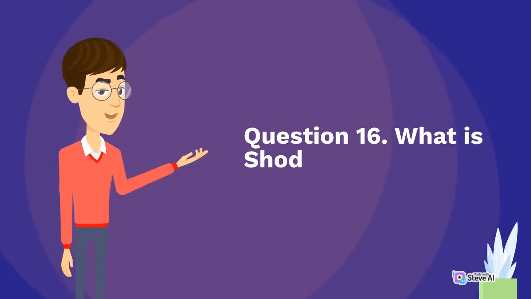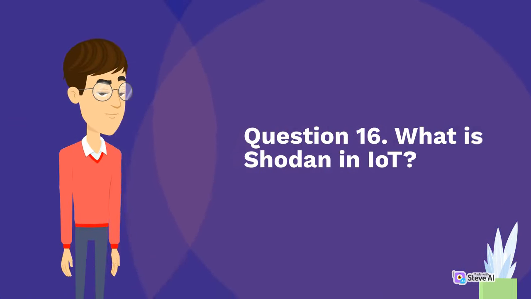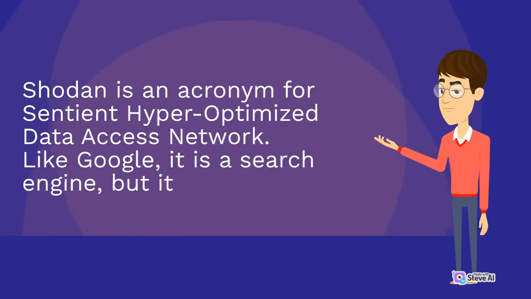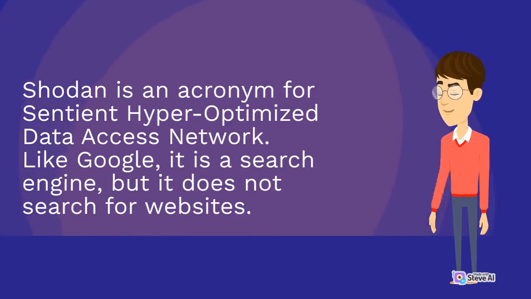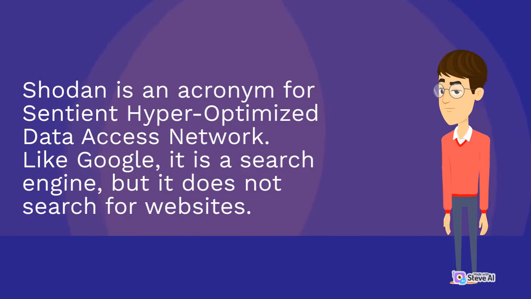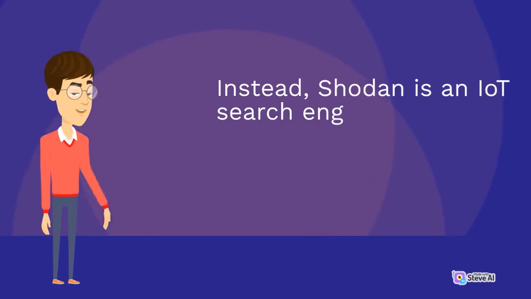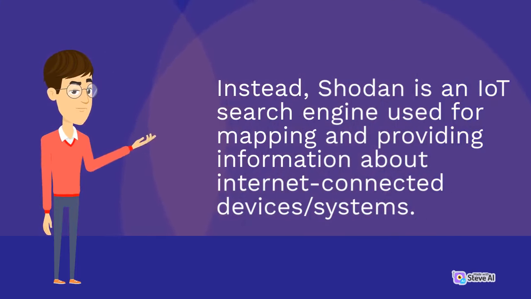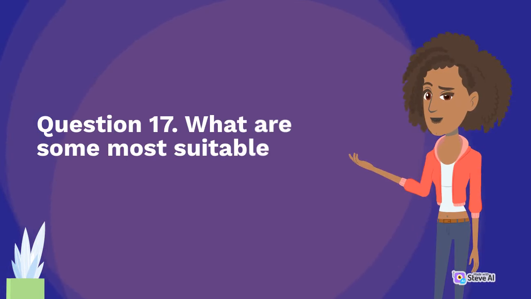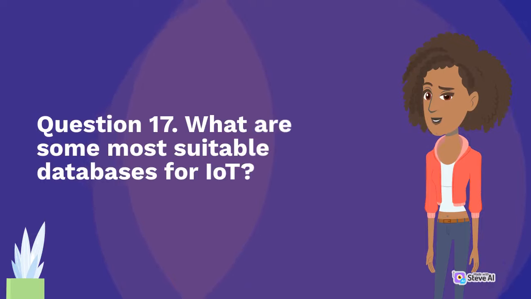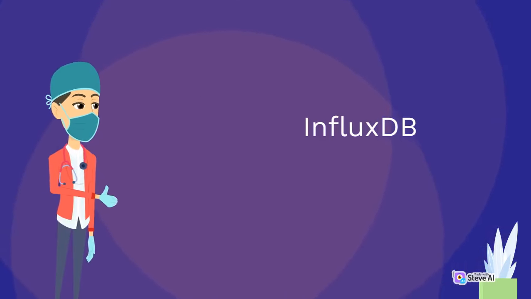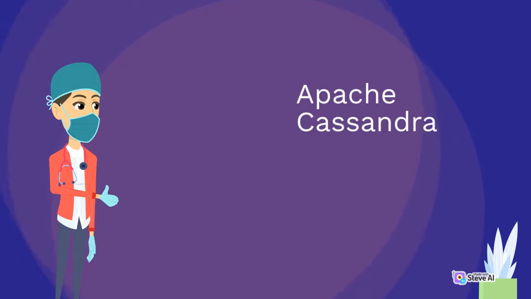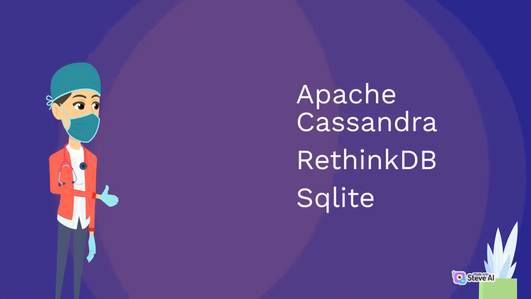Question 16. What is SHODAN in IoT? SHODAN is an acronym for Sentient Hyper-Optimized Data Access Network. Like Google, it is a search engine, but it does not search for websites. Instead, SHODAN is an IoT search engine used for mapping and providing information about internet-connected devices/systems. Question 17. What are some most suitable databases for IoT? Influx, Mongo, Apache Cassandra, RethinkDB, SQLite.